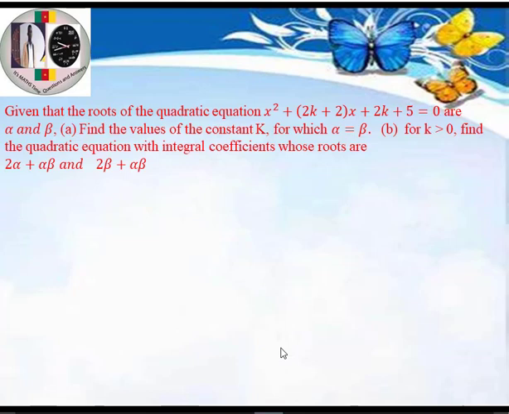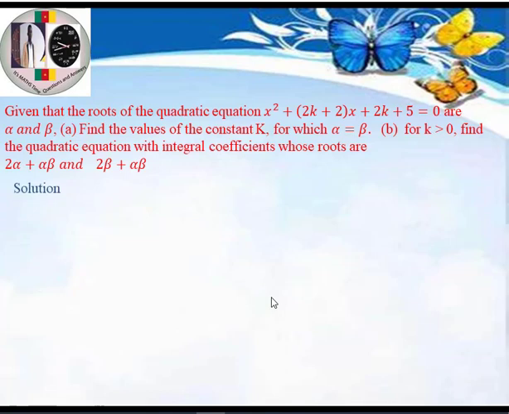Today's question talks about quadratic equation, and it says that given that the roots of the quadratic equation x squared plus (2k plus 2)x plus (2k plus 5) equals 0 are alpha and beta. A. Find the values of the constant k for which alpha is equal to beta. B. For k greater than 0, find the quadratic equation with integral coefficients whose roots are 2 alpha plus alpha beta and 2 beta plus alpha beta. So guys, let's dive in and see how to handle such problems.